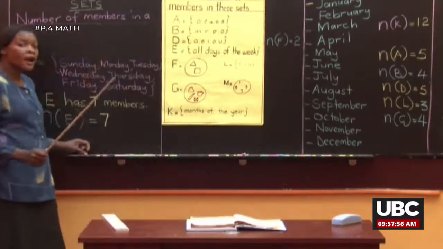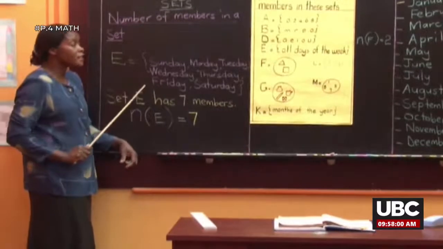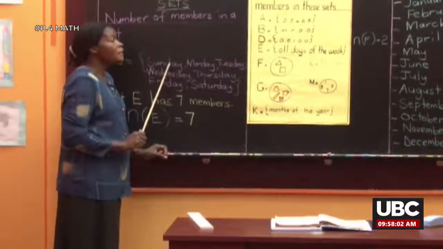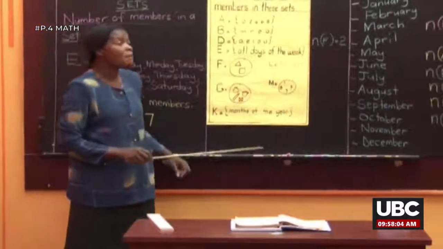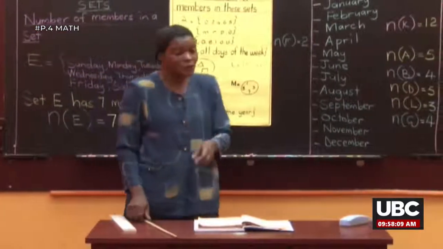We have been looking at number of members in any given set, and we have seen that we get those numbers by counting. We have come to the end of the lesson.